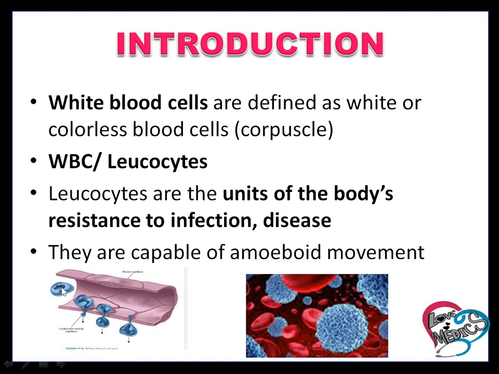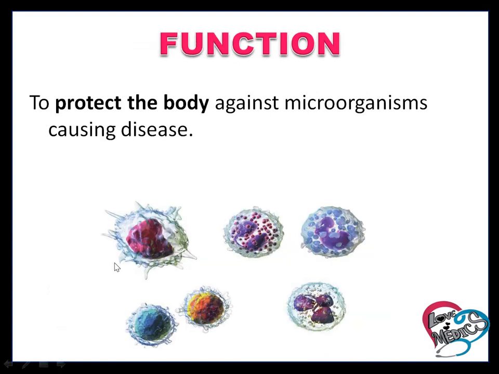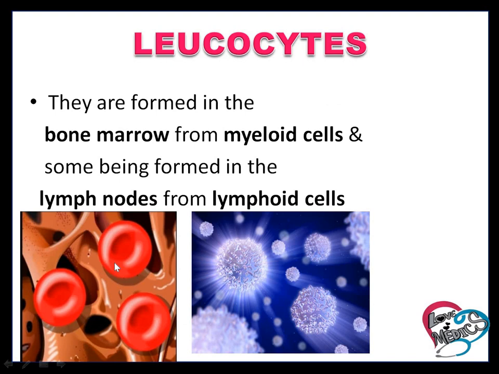They are capable of amoeboid movement, which means the white blood cells squeeze and pass from the blood vessel to the site of infection. That movement is amoeboid movement. The overall function of WBC is to protect the body against microorganisms causing disease. The leukocytes are formed in the bone marrow and lymph node. In bone marrow, they are formed from myeloid cells, and in lymph node, they are formed from lymphoid cells.